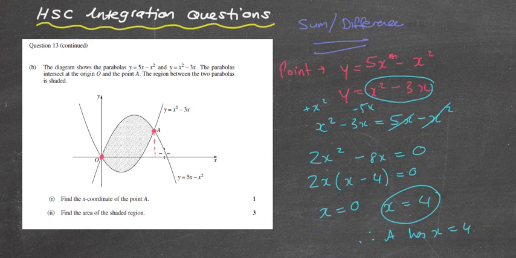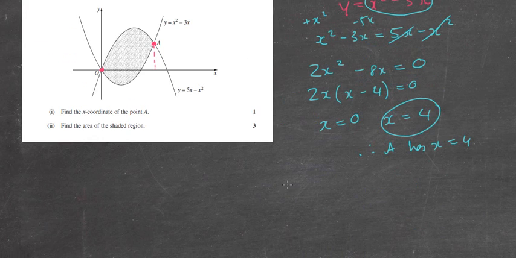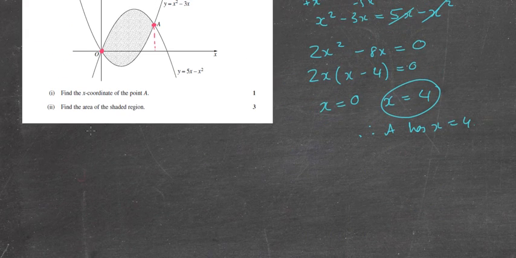You can find the y coordinate if you wish to by substituting back in, but in this case we don't really need to know it. Okay, so that's part 1. Part 2, which is where 3 marks are coming from, is going to be the majority of your question. So, how do we do this?